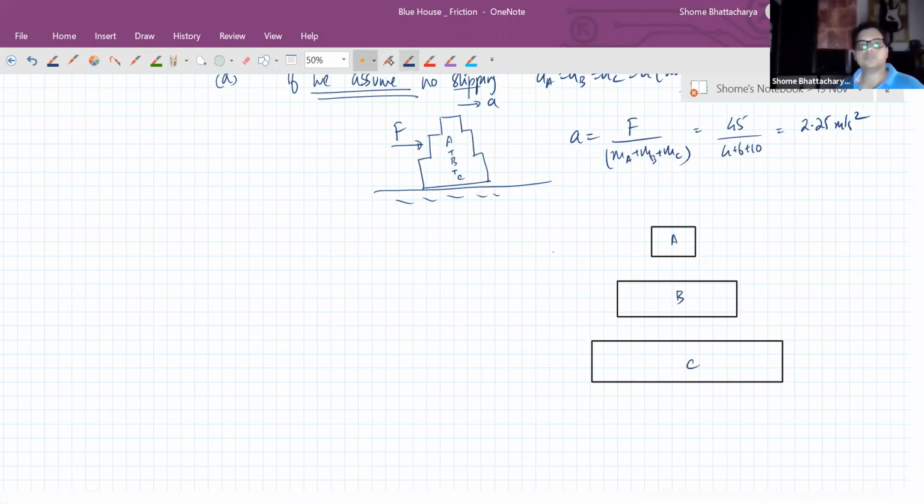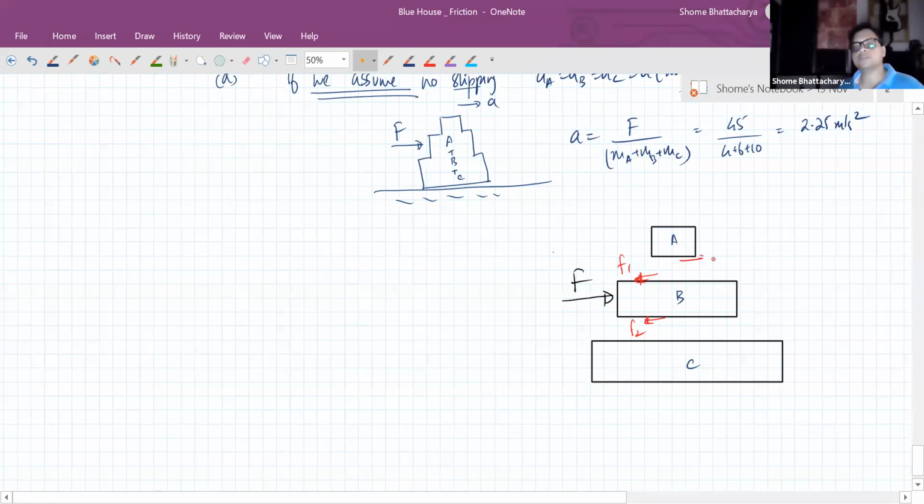Now the thing is, the moment I apply horizontal force on this block, it has a tendency to accelerate forwards. So there is a friction acting backwards here, and a friction acting backwards here. The tendency to slip is forward with respect to B, so there is friction, whereas with respect to B, A has a tendency of slipping backwards. So friction on A will act like this, and friction on C will act like this.